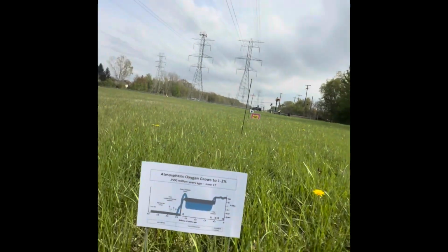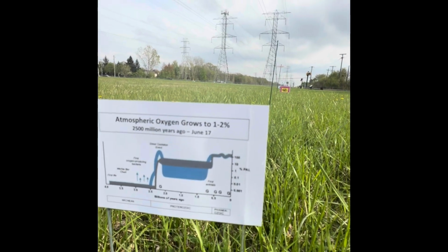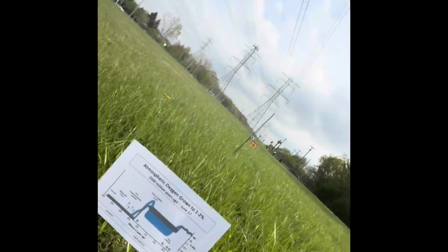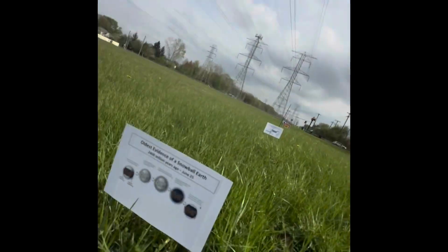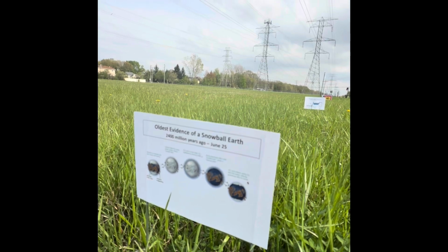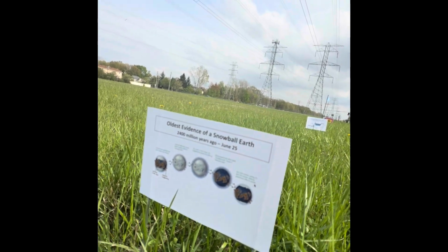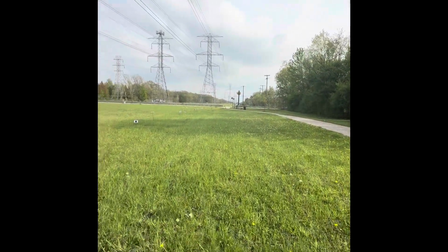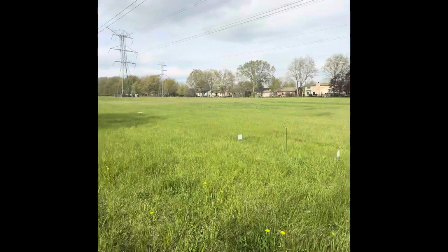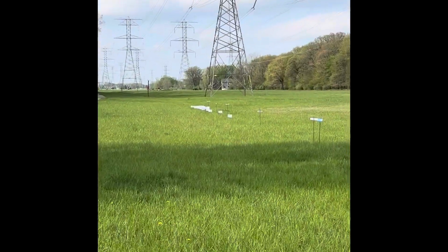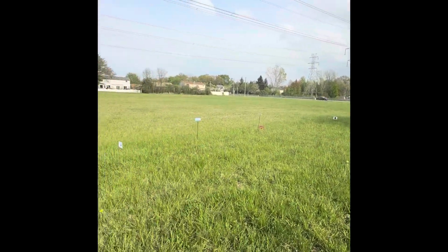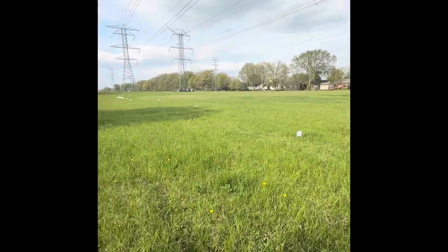Next up, our atmospheric oxygen levels grow between 1 and 2%. That's 2.5 billion years ago on June 17th. We're going to continue trucking along. Oldest evidence of snowball Earth at 2.4 billion years ago. That's June 25th. Wanted to take a step back and show you, this is all we've covered so far. Distance-wise, we're about halfway through our cosmic calendar, but there's quite a bit of events going on down there, so we still got quite a bit to cover. And as you can see, we're not anywhere near human beings being anywhere on this Earth yet.